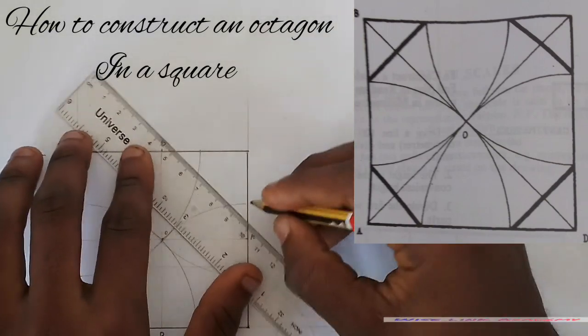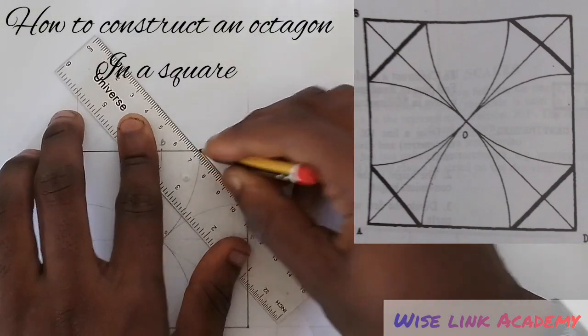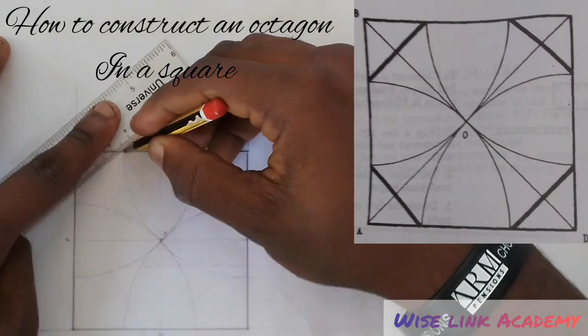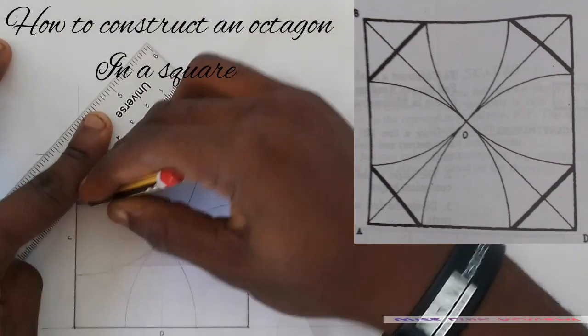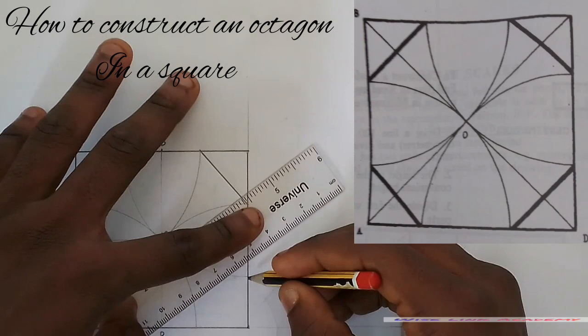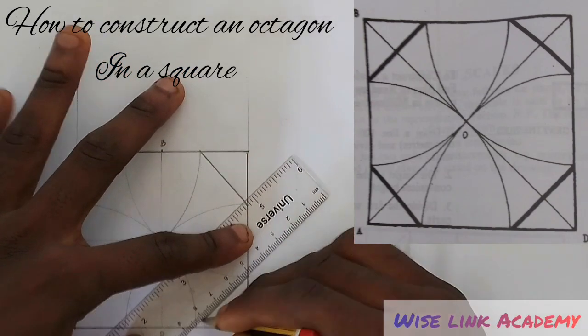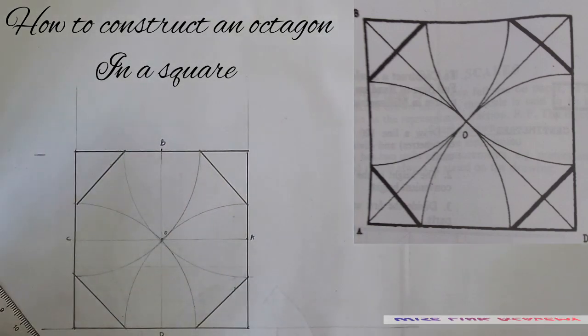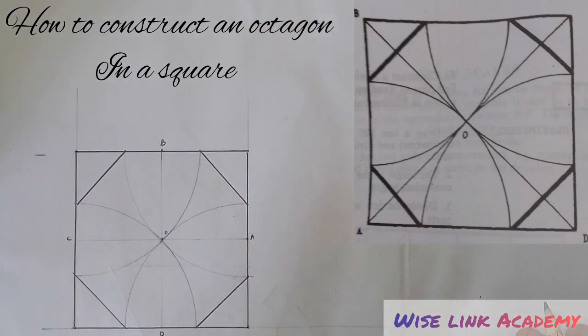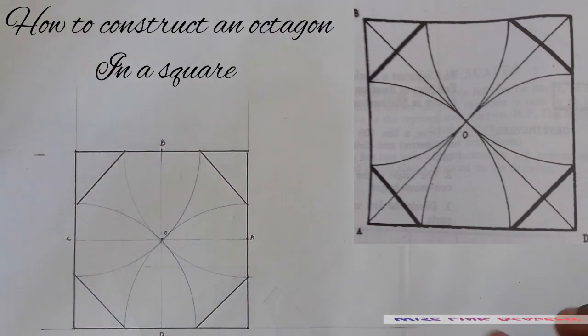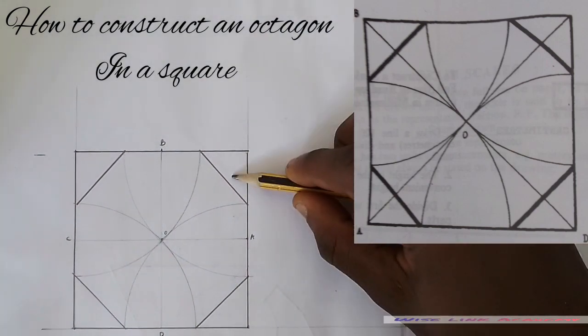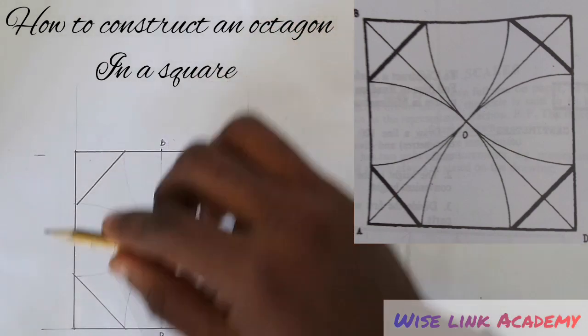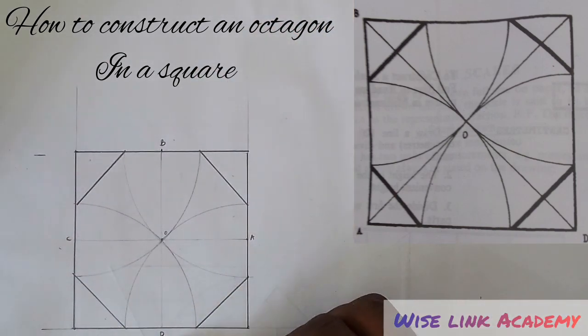Next up, this is what I do. I take this point and this point together, right? I come to this point, I take this and this together. Can you see that? Next up, I take this and this together, right? And I take this and this together. Obviously, I have successfully constructed an octagon in a square. An octagon is an 8-sided polygon. So let's count it. This is 1, 2, 3, 4, 5, 6, 7, 8.